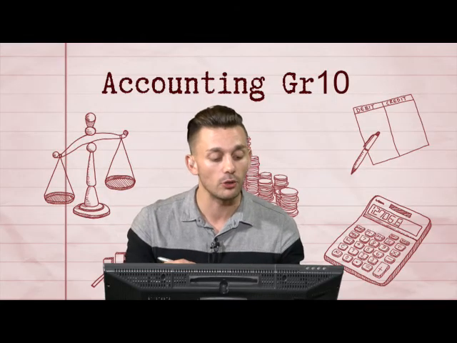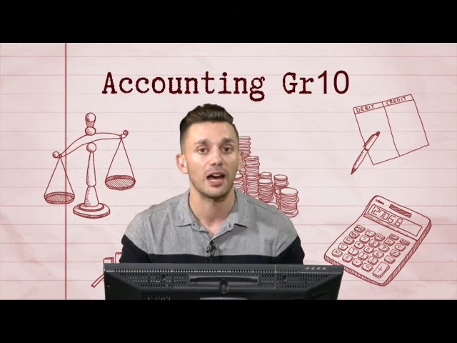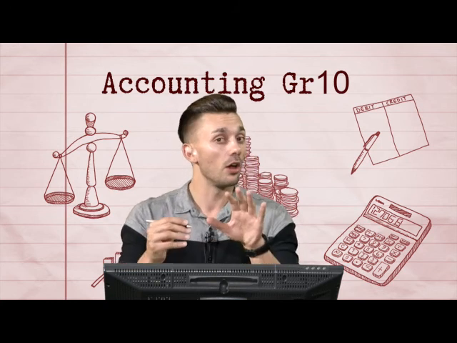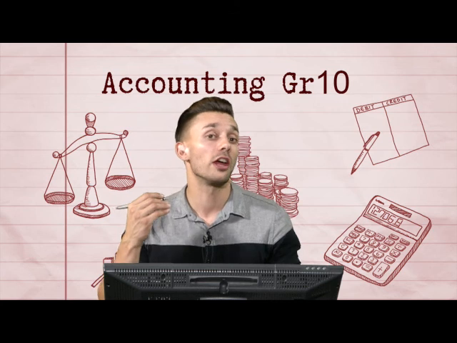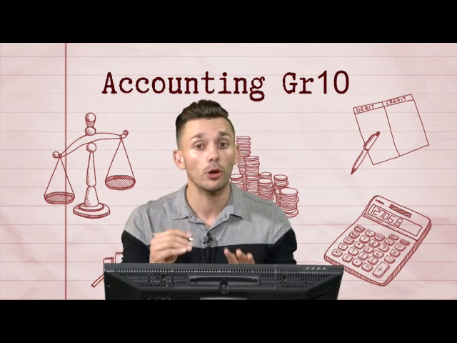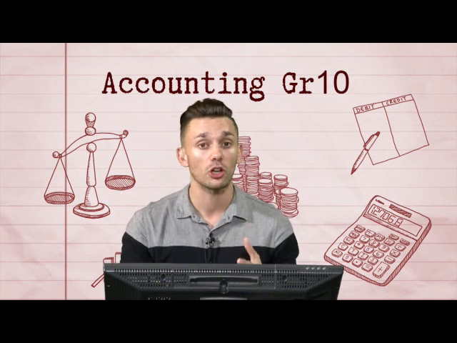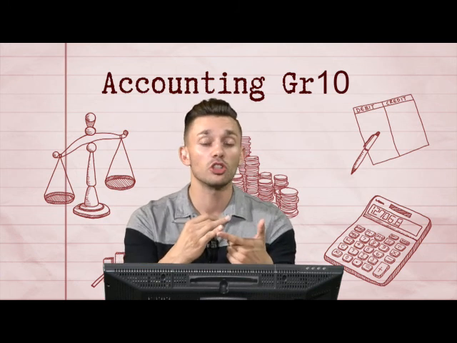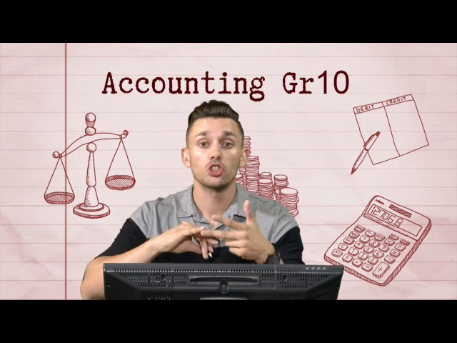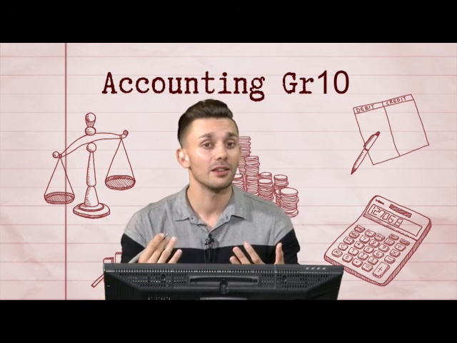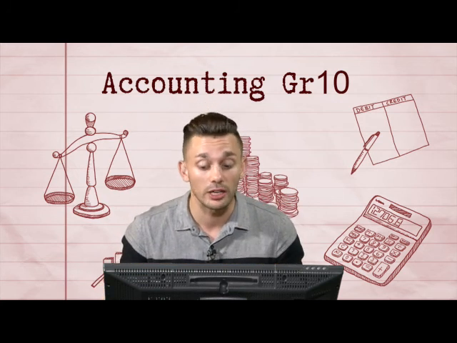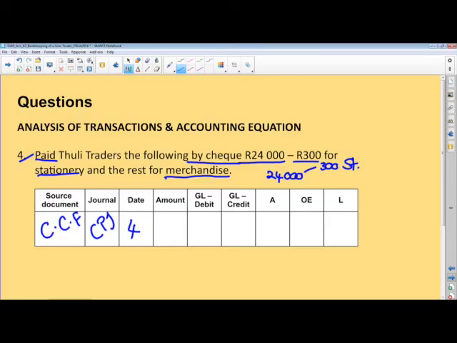And then they tell you the rest was for merchandise. Now, merchandise can also be referred to as trading stock. That's the real word we would like you to learn for accounting purposes. Trading stock. So trading stock can be either goods, merchandise, stock. Anything that we buy to sell will be regarded as trading stock. Now, if we have 24,000 here as your total payment, 300 was for stationery, how much is left?